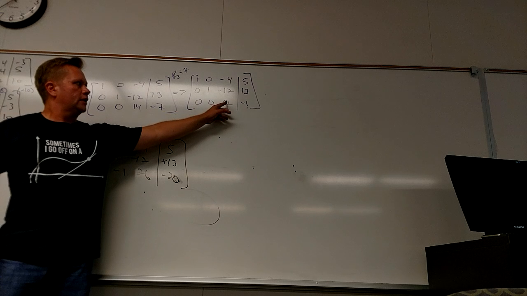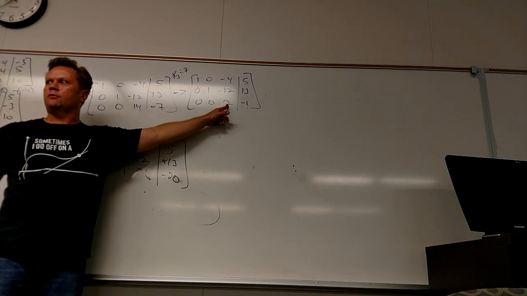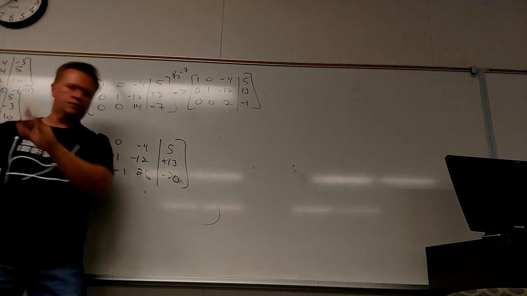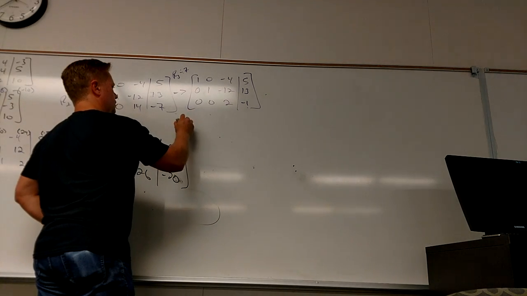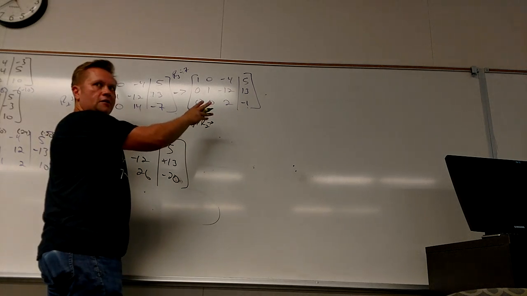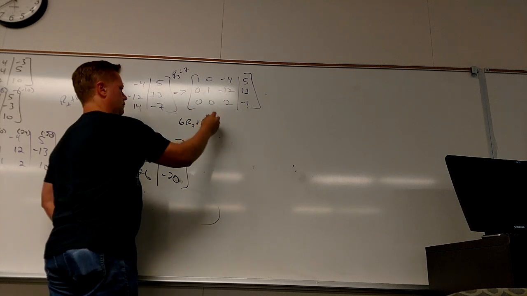So what I want to do then, how would I use that 2 to kill this negative 12? I would multiply row 3 by 6. Let me see if you guys can handle this. You ready? Here we go. So I'm going to multiply row 3 by 6, and then add it to row 2. Put the answer where? That's where I want the 0.